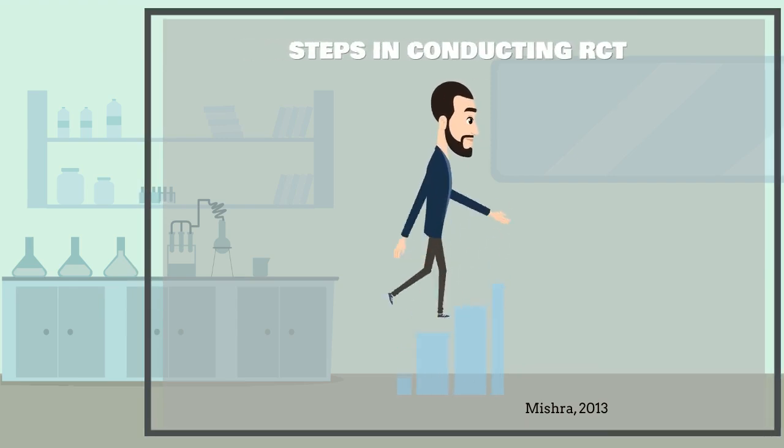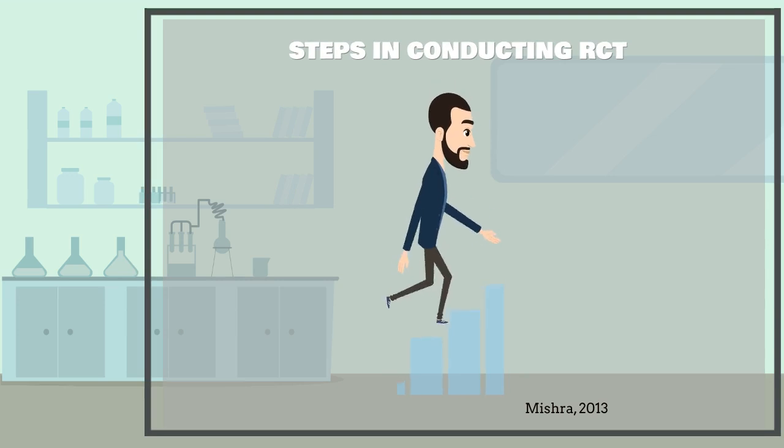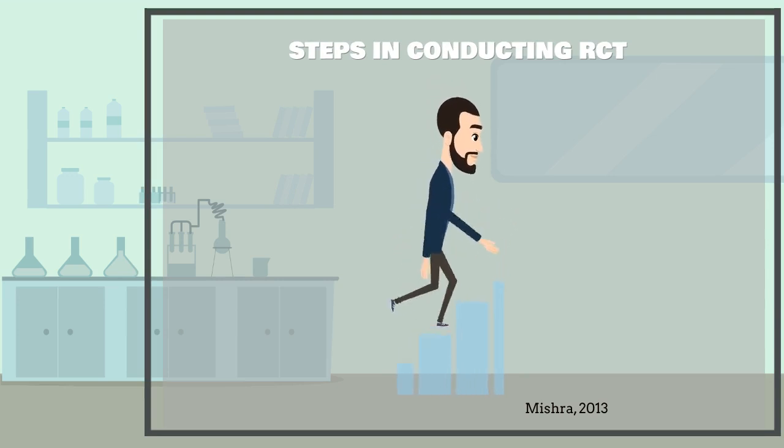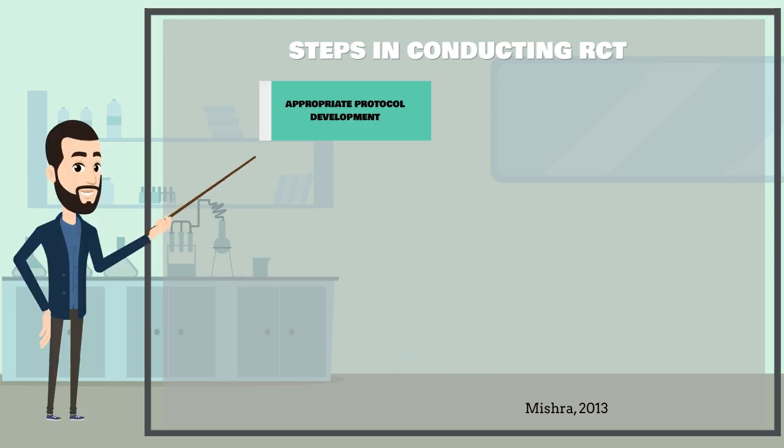Steps in conducting RCT. A randomized controlled trial follows several key steps that make research systematic, unbiased, and reliable. It begins with protocol development, which serves as the blueprint of the study. The protocol outlines the objectives, methods, and evaluation plan, helping to reduce bias and maintain consistency.